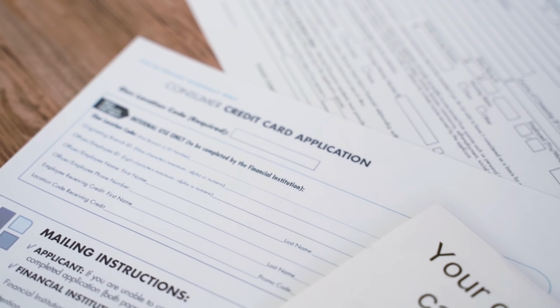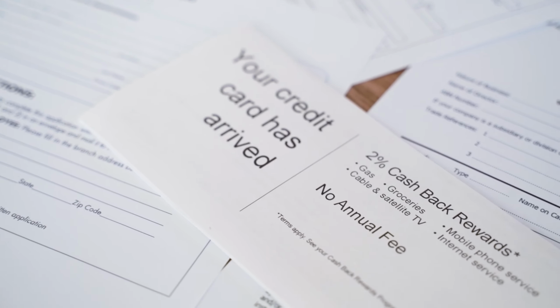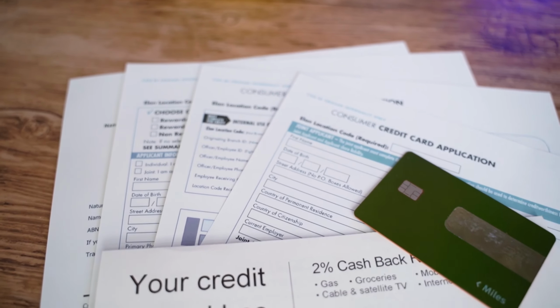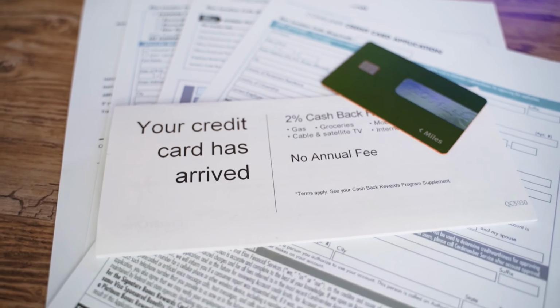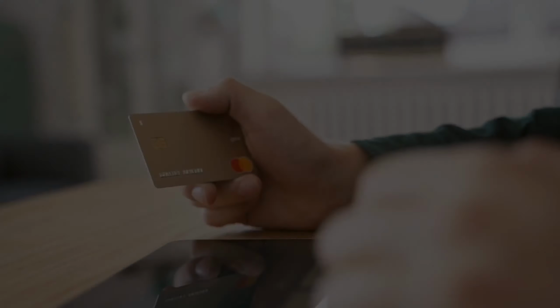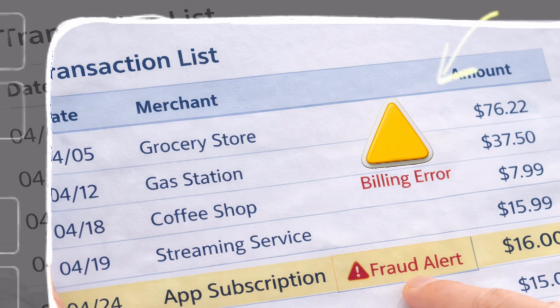Many statements also show a minimum payment warning box. Regulations in several countries require card issuers to display how long it would take to repay the balance if only minimum payments are made. For example, a $2,000 balance at typical interest rates could take several years to eliminate with minimum payments alone.